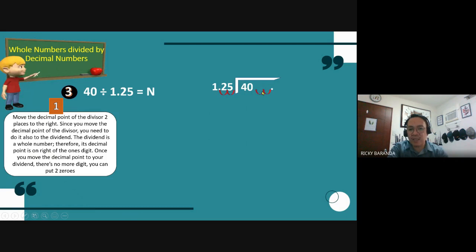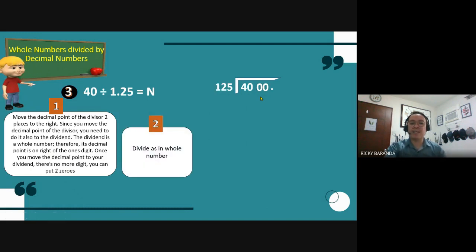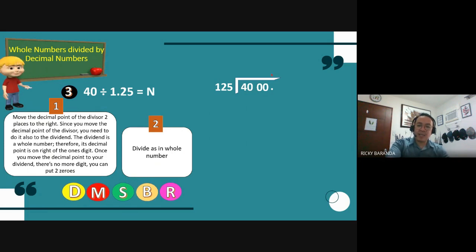Ngayon, since minove natin ng dalawang beses, meron dalawang space dyan. So, ang gagawin natin, lalagyan natin siya ng digit which is 0. So, lalagyan natin siya ng dalawang 0. So, magiging ganyan ang itsura niya. So, parang divide na tayo ng parang whole number. Okay. So, para hindi kayo malito, pwede nyo rin ilagay doon yung decimal point. Okay. So, sundan lang uli natin yung 5 steps. So, since ang divisor natin ay naging 3 digits na, kunin na din natin 3 digits ng dividend. So, 400 divided by 125 is equal to 3. Then M for multiply, 3 times 125 is 375.